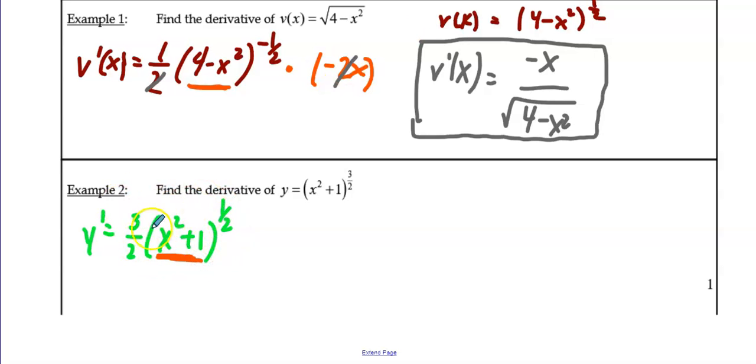And then, ladies and gentlemen, our focus is going to be on this. I don't care about anything else right now. I don't want to subtract another power. It's just this. Our eyes just go to this. So I'm going to multiply by the derivative of x squared plus 1.